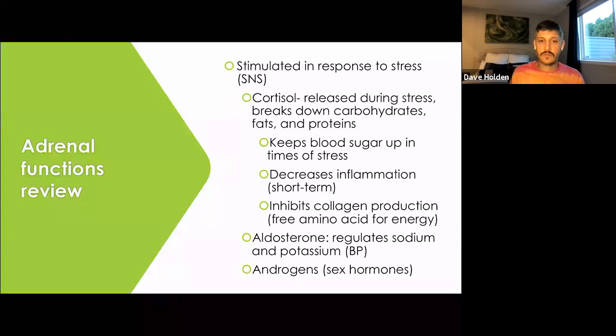They also produce aldosterone, which regulates sodium and potassium. That is used in regulating blood pressure, as well as androgens, sex hormones. The androgens that your adrenal glands produce are involved in the sympathetic and parasympathetic phases of orgasm. So like the sympathetic stress response to the peak and then the parasympathetic relaxation response afterwards.